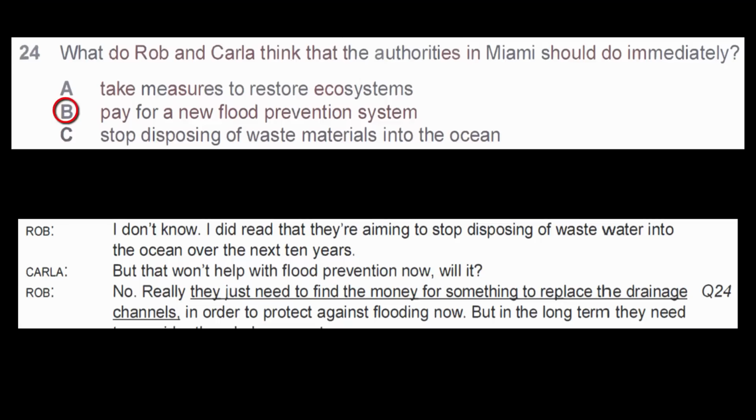I don't know. I did read that they're aiming to stop disposing of wastewater into the ocean over the next 10 years. But that won't help with flood prevention now, will it? No, really, they just need to find the money for something to replace the drainage channels in order to protect against flooding now. But in the long term, they need to consider the whole ecosystem.